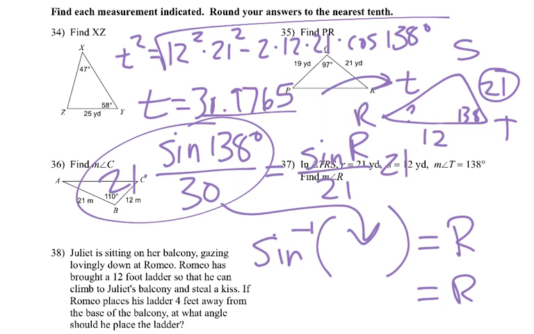And again, I want to use the calculator to help me out with that. So I do the inverse sine of the sine of 138 degrees over 30.9765 times 21. And that gives me 26.97, so I'll just say 27 degrees for angle R. Okay, so again, another two-step using sine and cosine.